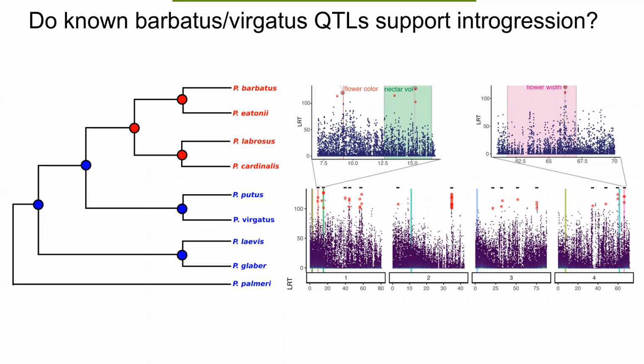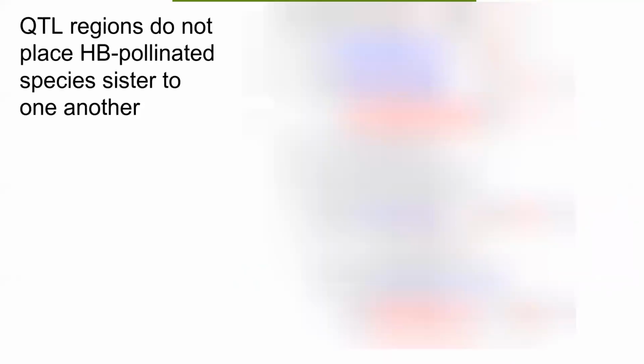So for the flower color, nectar volume, and flower width, ask if you go to the peak and take a chunk around there, do those regions, which we know contribute to the phenotype, show relationships that put any pair of the hummingbird species together? Because that would be potentially indicative of a case where those genes or those regions were introduced and giving rise to the phenotype in another lineage. So I looked at all three.